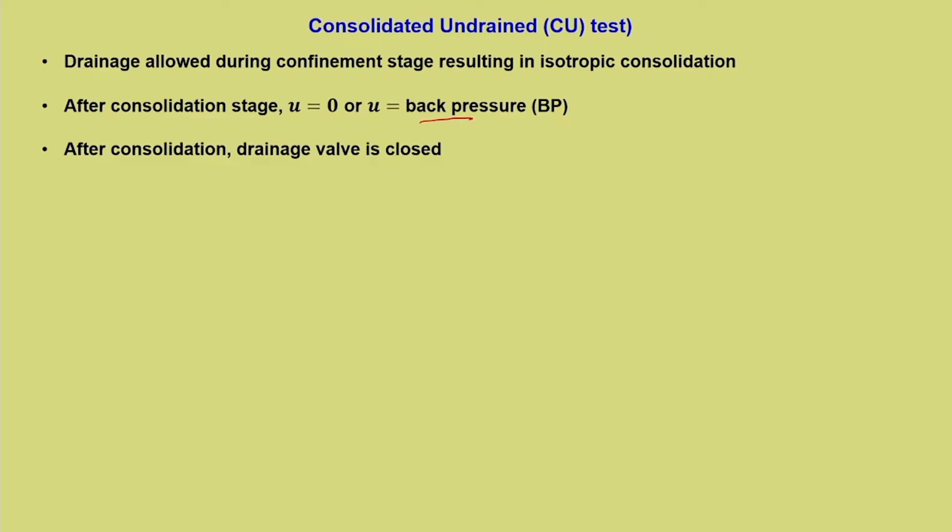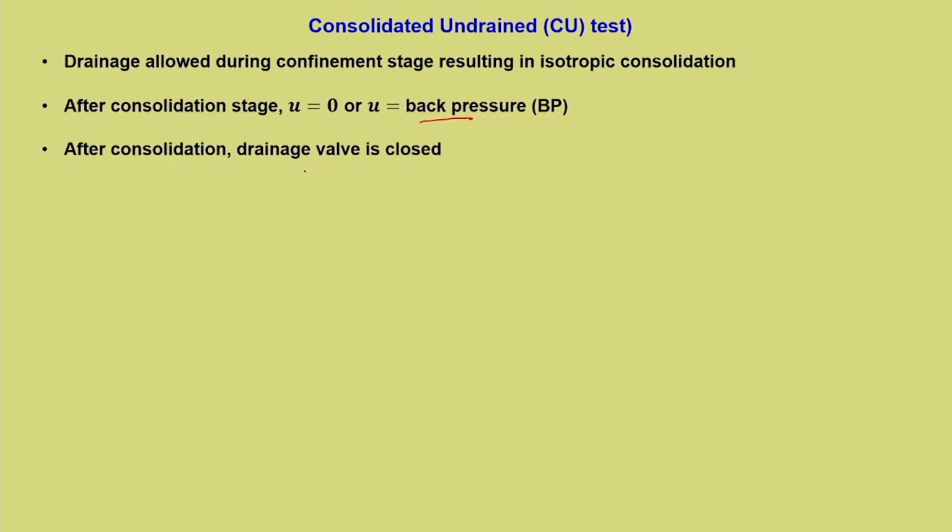Ideally, during consolidation, the drainage valve is kept open, so there will be no development of pore water pressure. Hence, at the end of the consolidation stage, pore water pressure will be 0, provided the drainage line is kept open to atmospheric pressure. Now, there is some arrangement for applying back pressure which we will see soon, and if it is so, then at the end of the consolidation stage, this pore water pressure in terms of back pressure does exist.